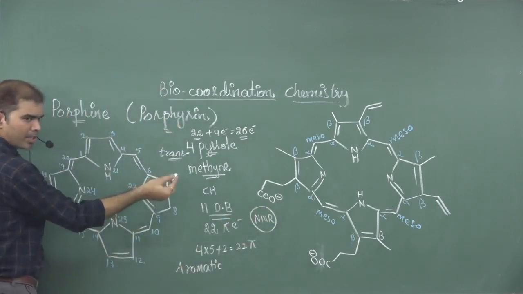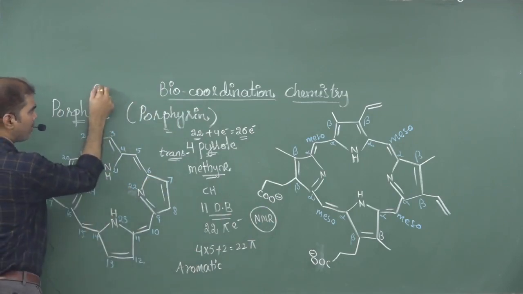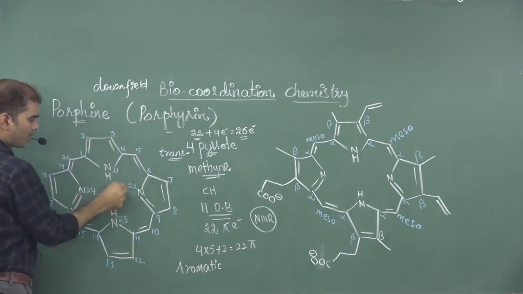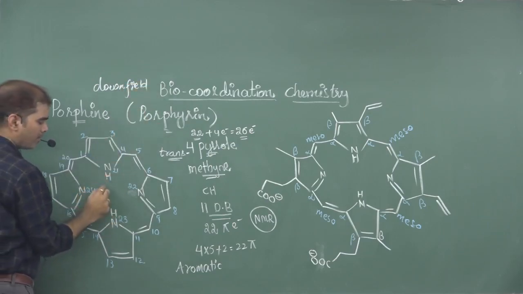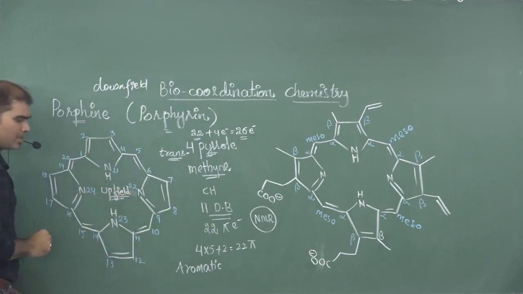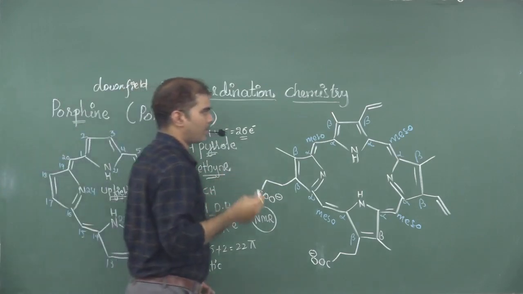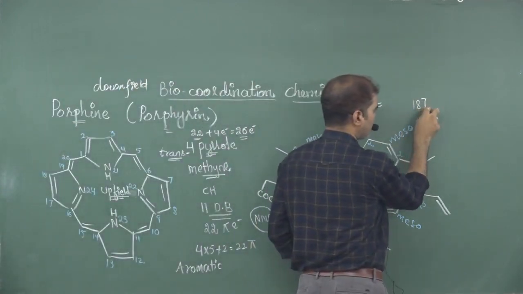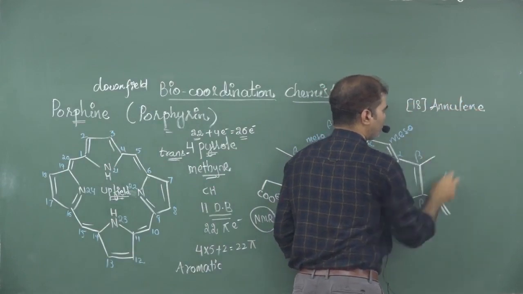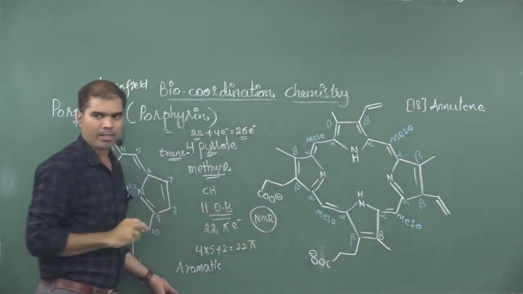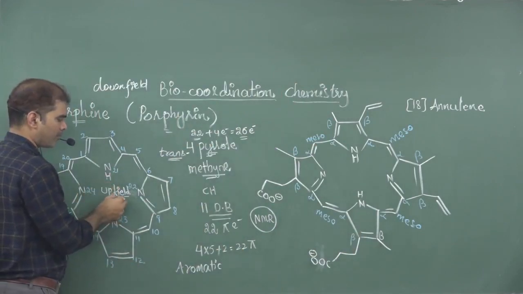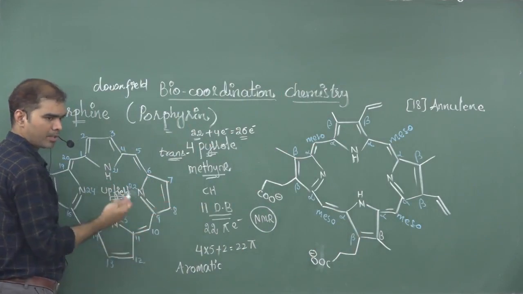Whichever hydrogens are outside, those hydrogens, they are found to be downfield. They resonate downfield. And whatever hydrogens are present inside, these are found to be upfield. So even NMR data says that it is aromatic, and according to your organic chemistry, it resembles 18-annulene. Porphyrin, it resembles 18-annulene. So even in the NMR spectra, the inside protons will resonate upfield, outside protons will resonate downfield.